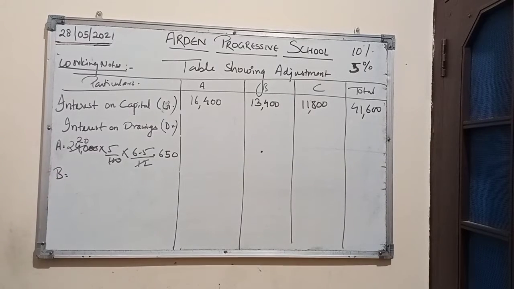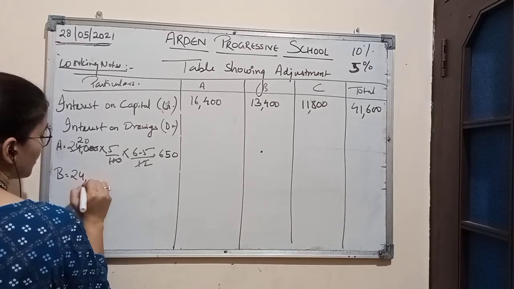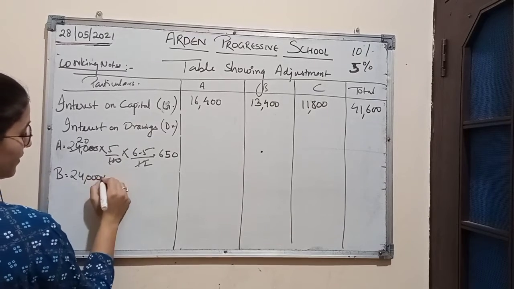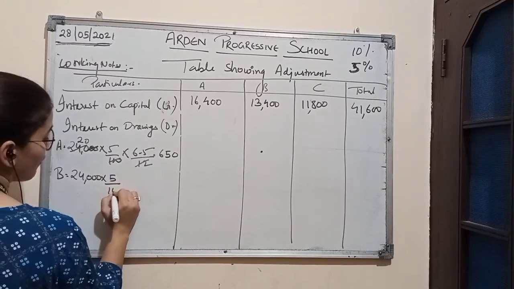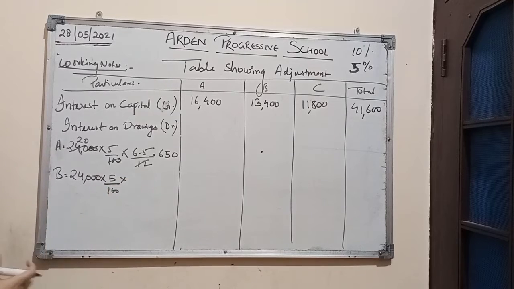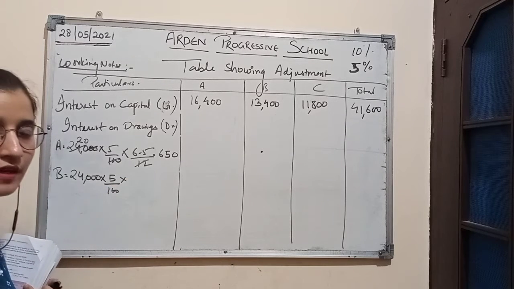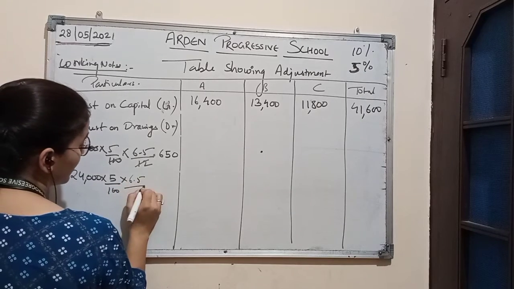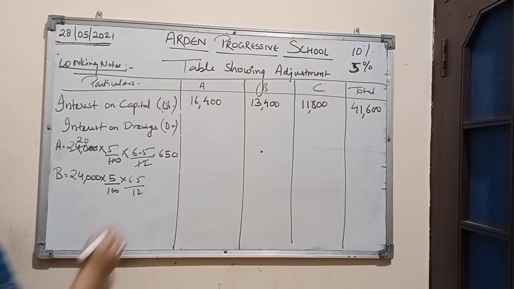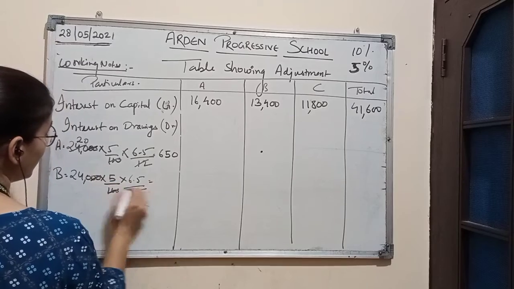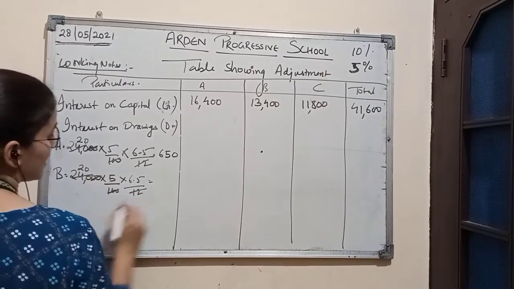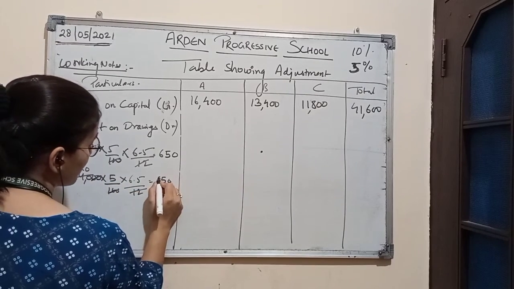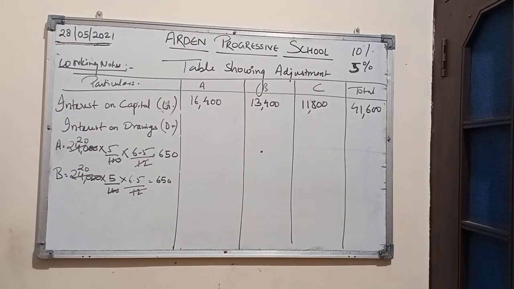Next we have partner B. Again partner B has withdrawn the same amount, 24,000. The rate of interest is 5%, and partner B is also withdrawing the drawings in the beginning of every month. So it will be calculated for the average period of 6.5 months. Here again the same amount of interest on drawings will be charged to partner B.